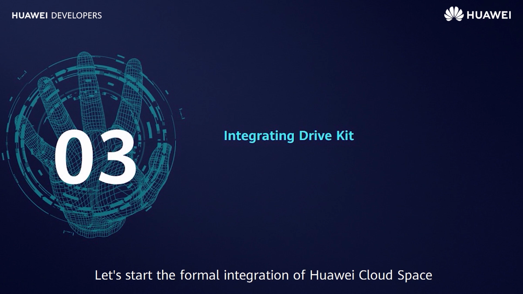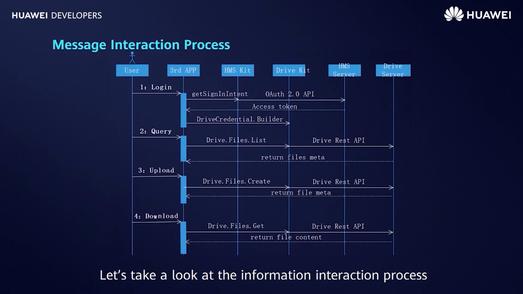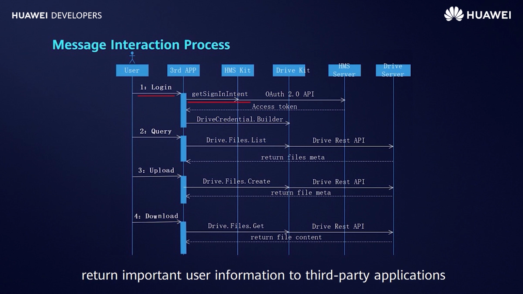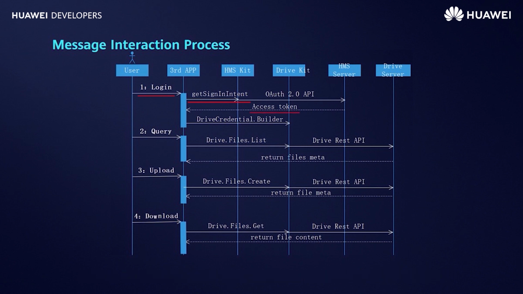Let's start the formal integration of Huawei Cloud Space. Let's take a look at the information interaction process before integrating Huawei Cloud Space. The entire process is divided into 4 parts. Let's start with the login. Step 1, user login. The third-party application initiates and authorizes the login request to the HMS server via the getSignInIntent method in the HMS client. After the user is authorized to log in, important user information is returned to third-party applications.